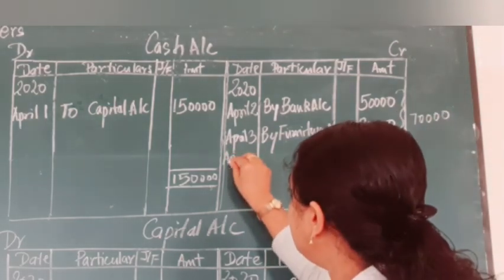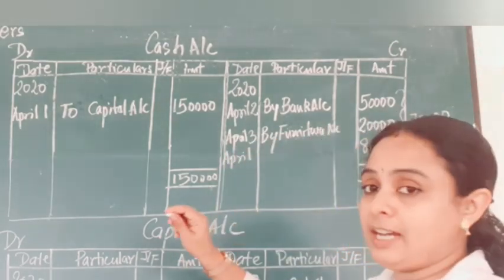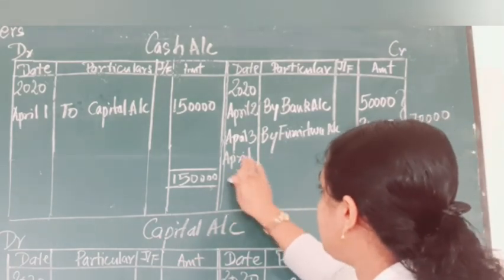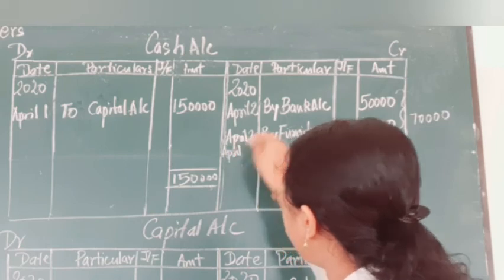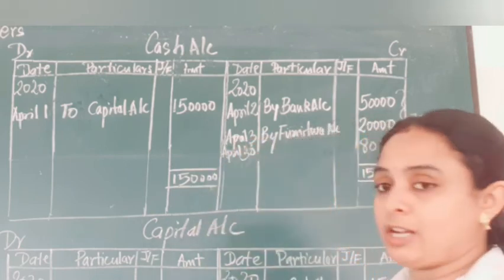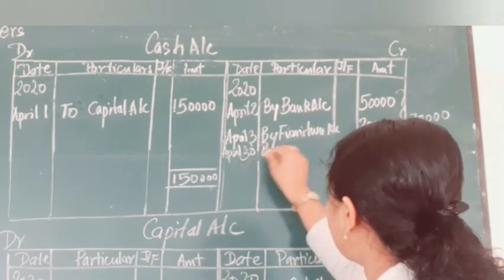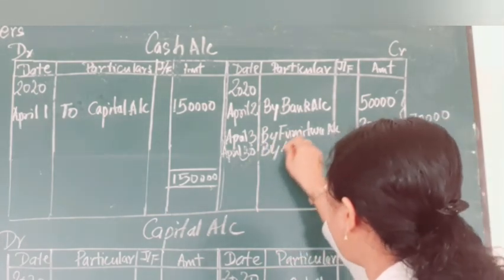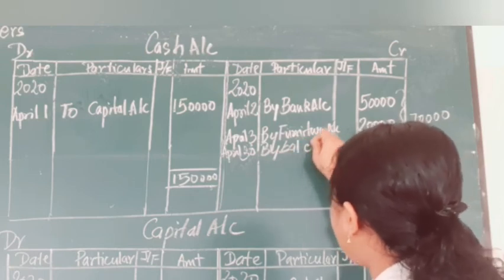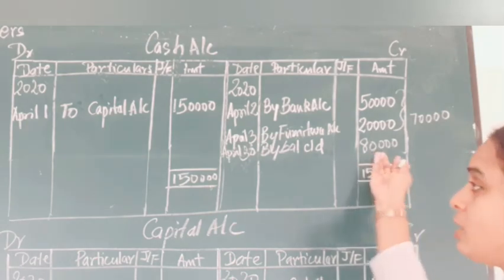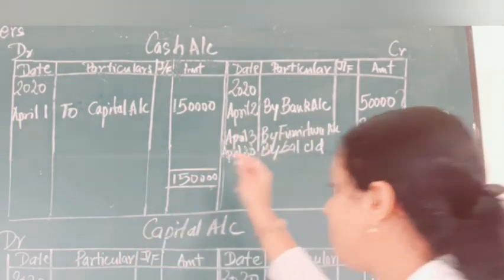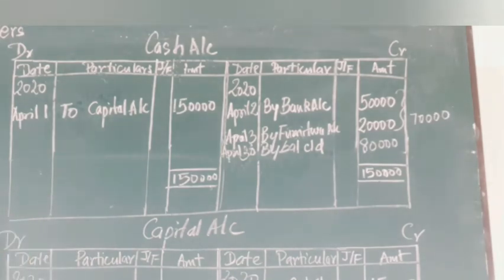So here you have to write the date as 30th, which is the last day of April. So you can write here, and in front of this amount you can write by balance carried down. You are carrying rupees 80,000 to the next month, which you have to bring over here. What is the next month after April? It is May. So you can write here May 1.